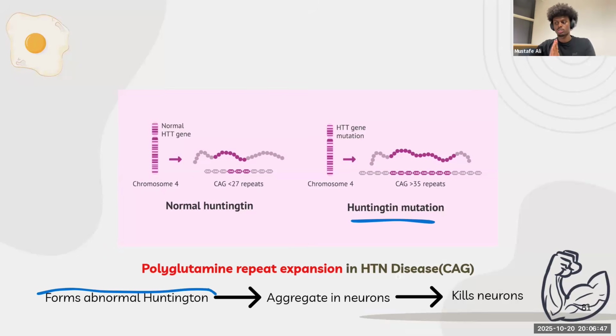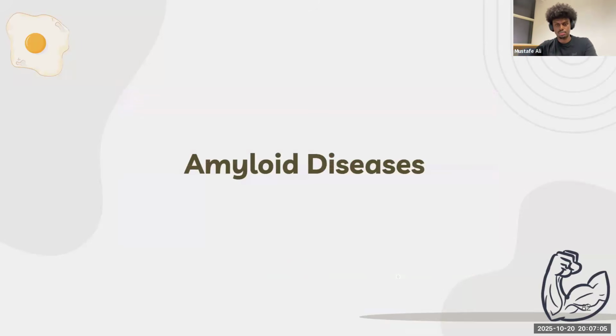All I need you guys to remember is that there is a polyglutamine repeat expansion that happens here. It leads to there being an abnormal Huntington protein. They stick onto one another, or in other terms, aggregate inside of neurons, which leads to the neurons dying. Okay? Did that make sense? Okay. I'll explain it one more time.